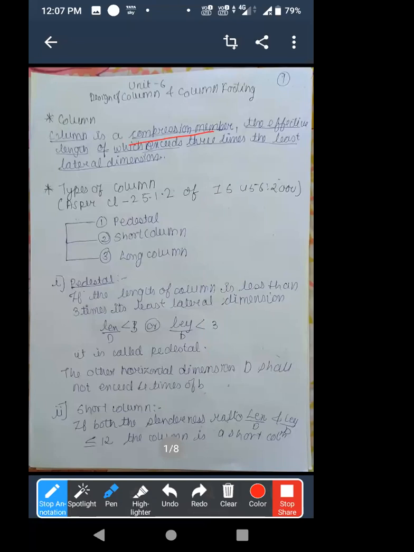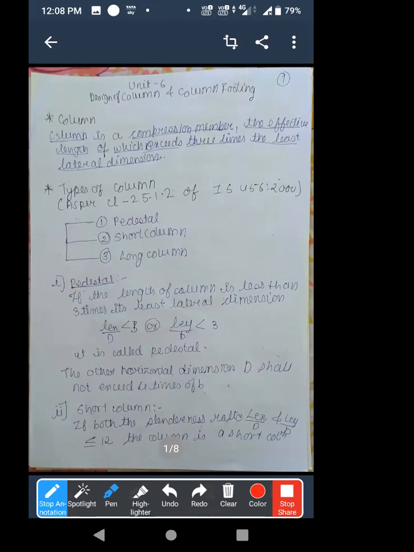See here, the effective length of which exceeds 3 times the least lateral dimension. Means what? This is your column, this is your lateral dimension, and the length L is greater than 3 times your width. Means L is greater than how many times? 3 times the lateral dimension is known as a column. The effective length of which exceeds 3 times the least lateral dimension.